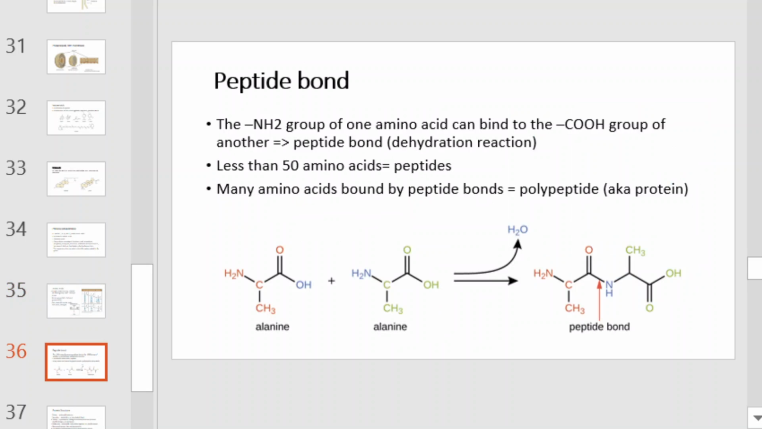Amino acids can be polar, they can be nonpolar, and they can be charged depending upon the behavior and architecture of this side group. The peptide bond is what holds amino acids together. The NH2 or amine group of one amino acid can bind to the carboxyl or COOH group of another and form a peptide bond through dehydration synthesis. Less than 50 amino acids equals peptides. Many amino acids bound by peptide bonds is considered a polypeptide or protein.